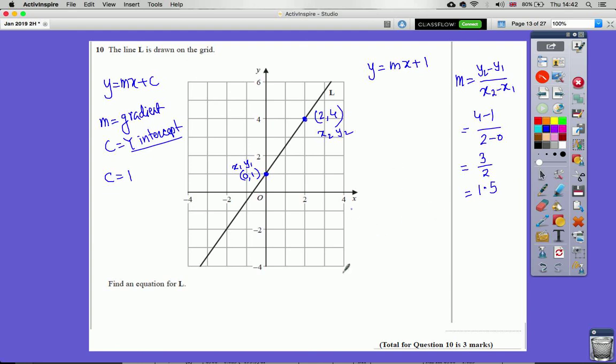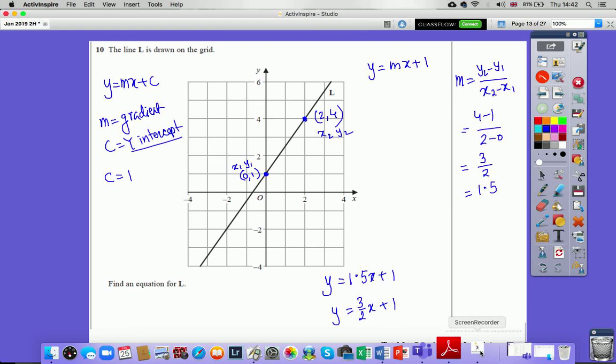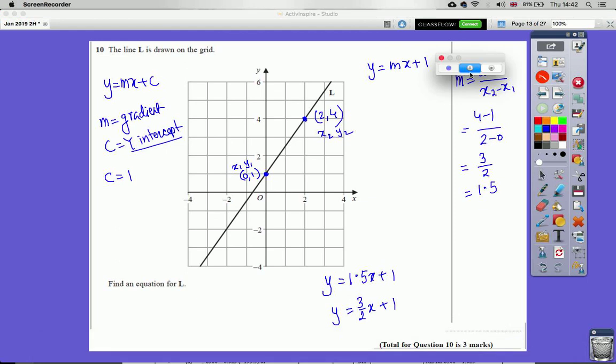So I can now write y is equal to 1.5x plus 1. You can even write it as y is equal to 3 over 2x plus 1. Both the answers are acceptable. So that's the end of the second segment, where I have done up to question number 10. In our third segment, we'll start from question number 11 to question number 15.